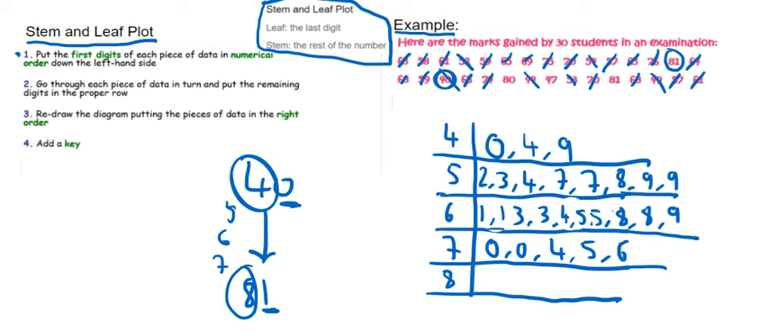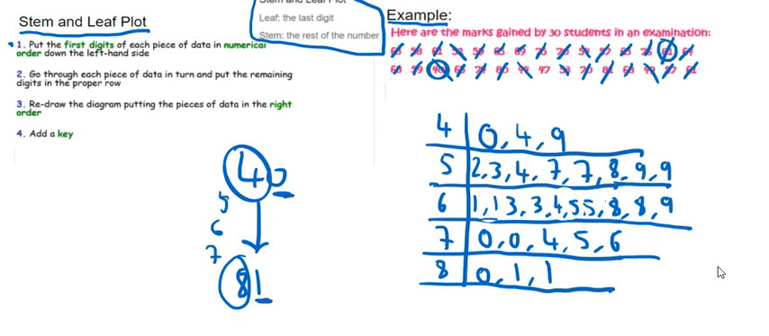And then you've got an 80. And then we've got an 81. And then we've got another 81 that we circled as well. So that's pretty complete then. The last thing that it said over here in our notes, we need to put in a key.